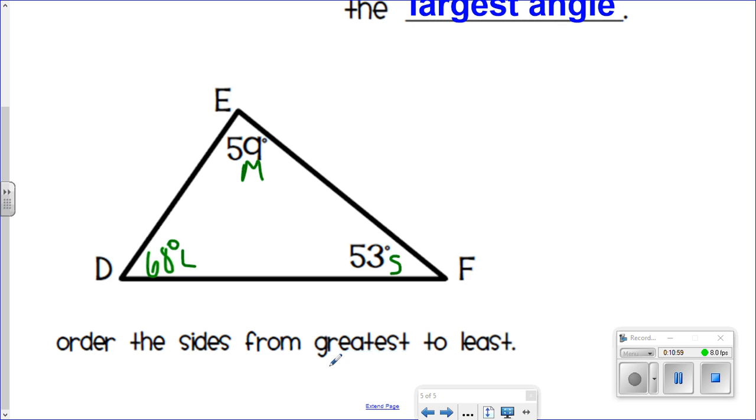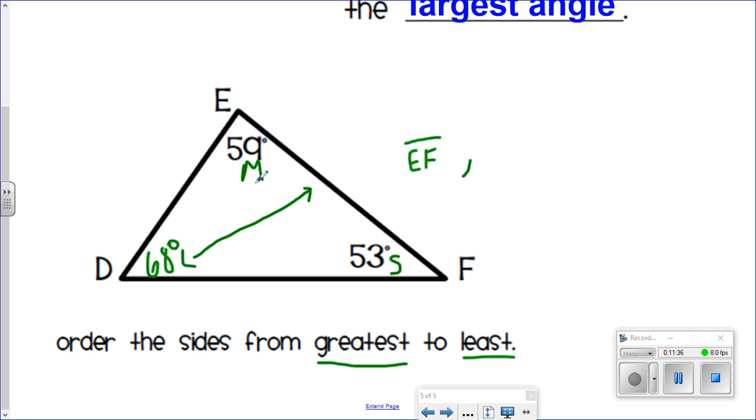So now be careful. We want to order the sides from greatest to least. And so remember, the sides of a triangle are segments, and so we name them with two letters. So here, we want to go greatest to least, so remember the order. So we need the biggest one first. So we're going to go across from the 68, and that's side EF. So you can do segment EF, or you could have done FE, either one works. Okay, so that's the longest.